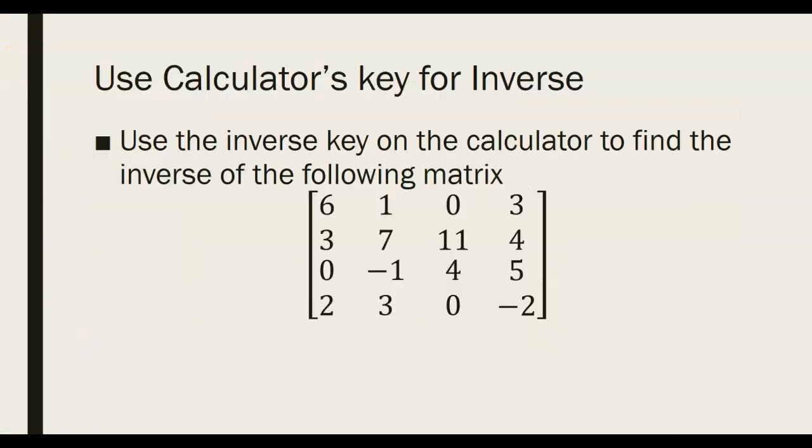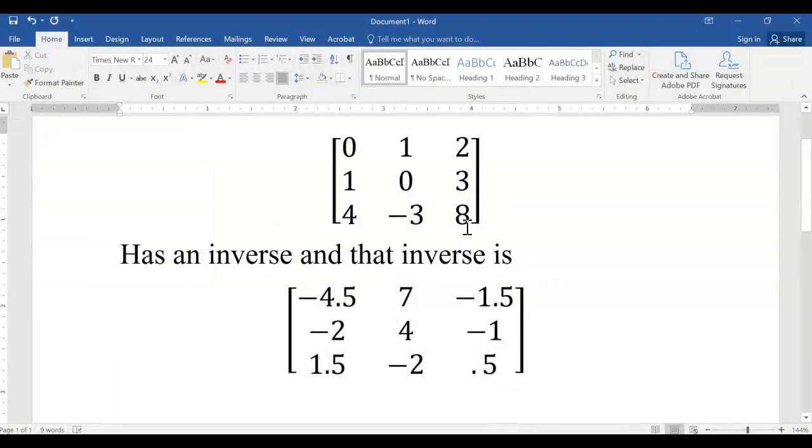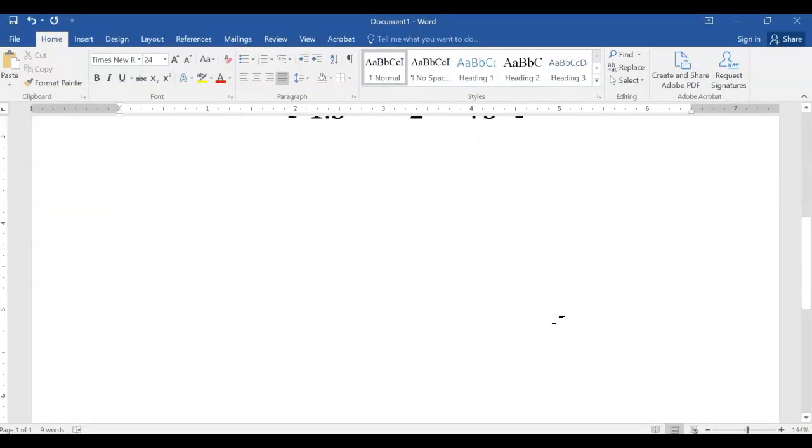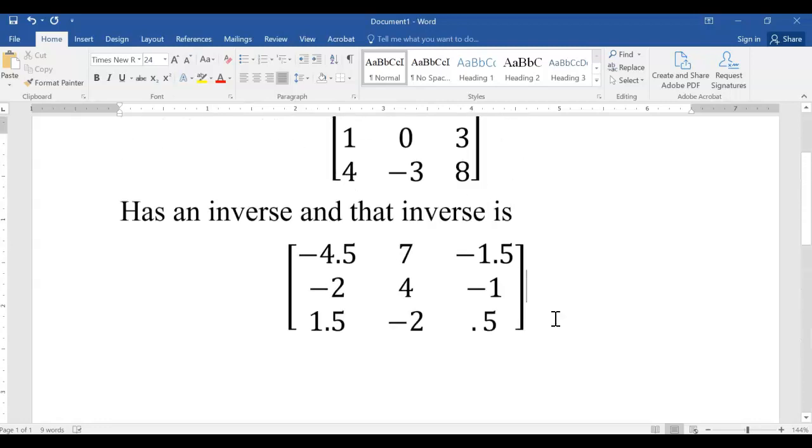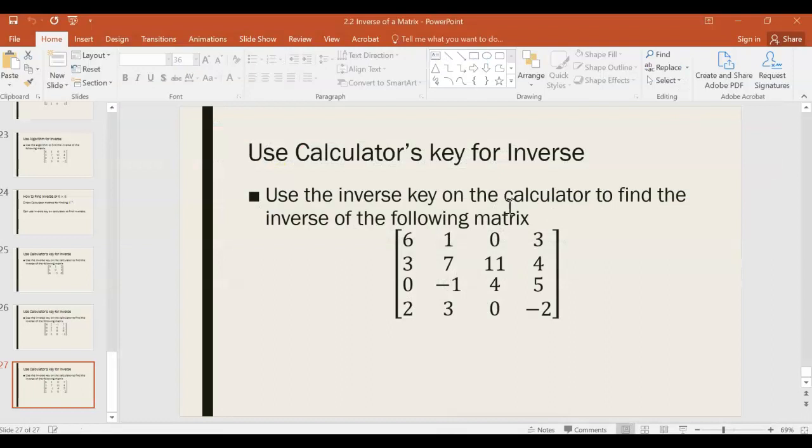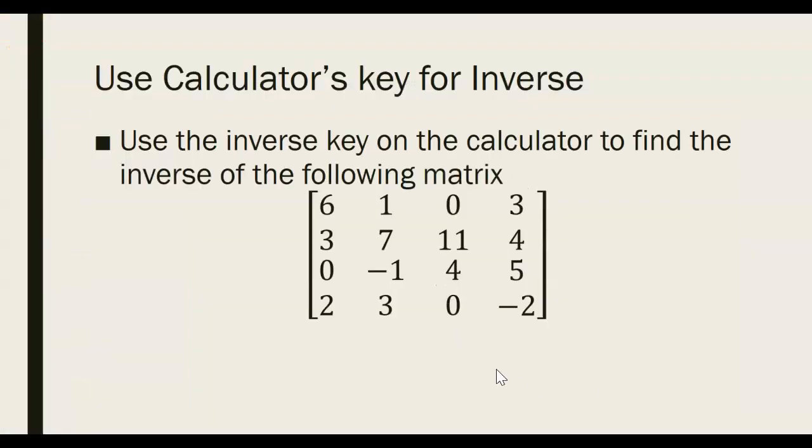If you want, you can go ahead and do this one on your own. Just type it in, hit the inverse key. I'll push pause on the video and do that. All right, so hopefully you did that. Nothing fancy there. We get the exact same inverse that we had before using that key on our calculator. All right, so that's the idea.